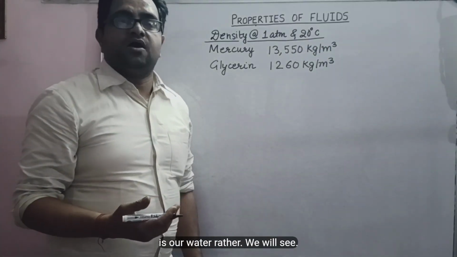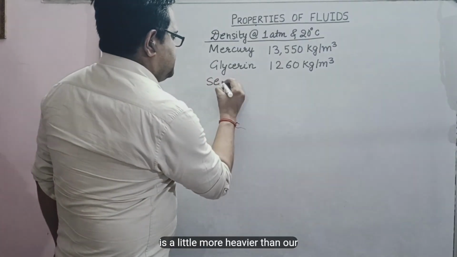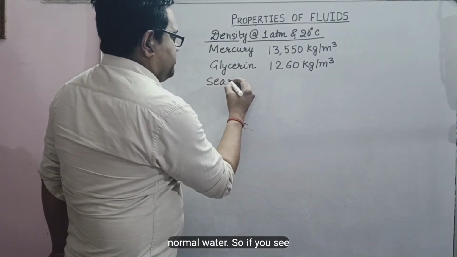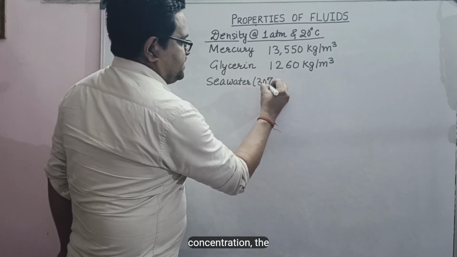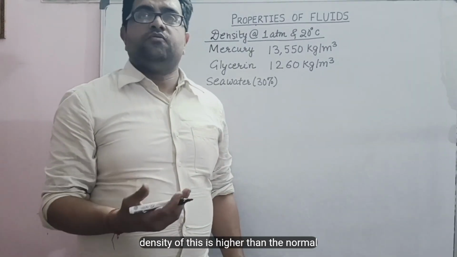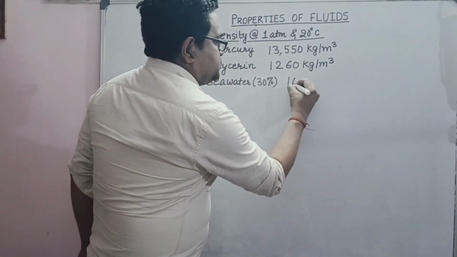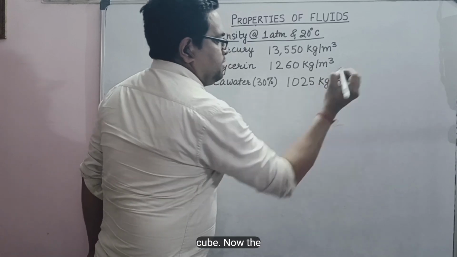Now third is our water. Rather, we will see seawater, because seawater is generally heavier than our normal water. So if we see seawater of 30% concentration, the density of this is higher than the normal water, and it is equal to 1025 kg per meter cube.